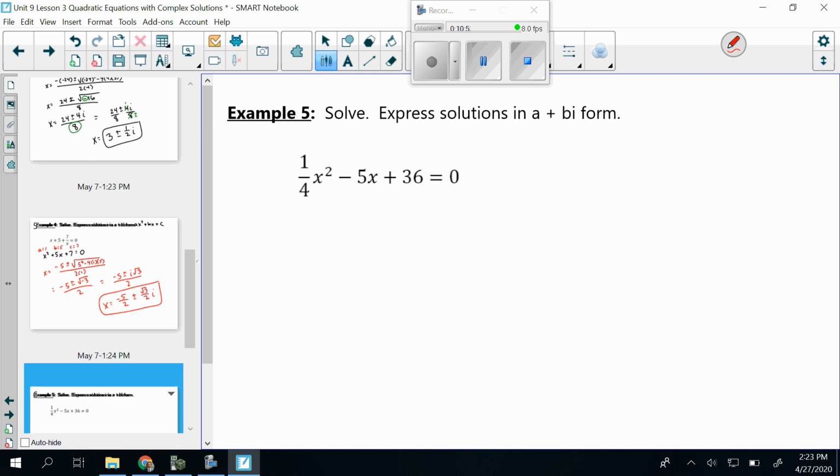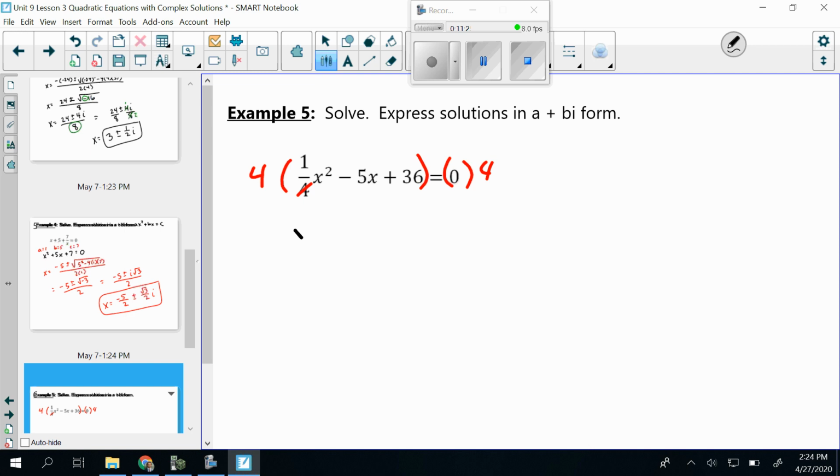In this one, we have a complex one here. If you have a fraction involved, it's up to you how you want to handle it. Probably the easiest way, like we did in the last one, would be to multiply through to get rid of the fraction. So what we could multiply through by would be 4. If we multiply both sides by 4, that would get rid of our fraction, because 4 times 1/4 would end up being 1.